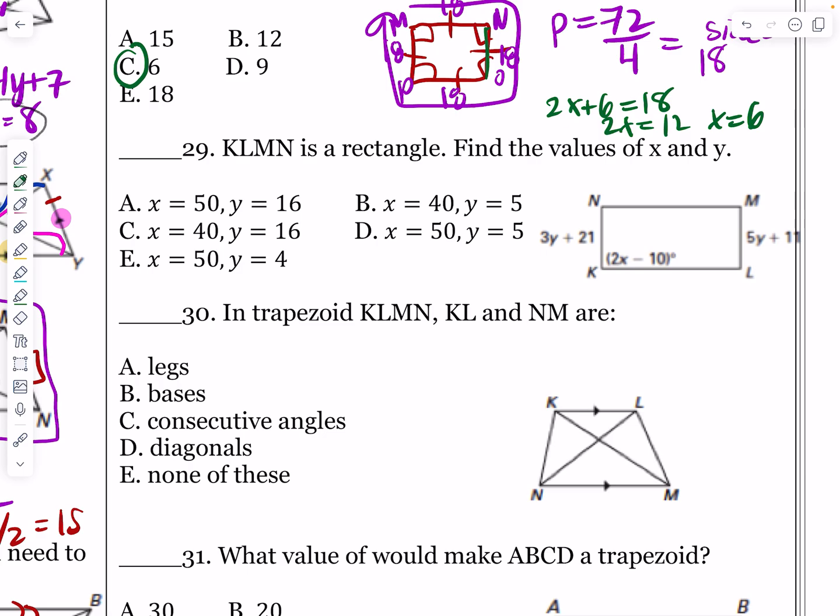So anytime you see the word rectangle, I want you to think, by definition, 4 right angles. These 4 right angles exist because it says the word rectangle. Then it says to find the values of x and y.